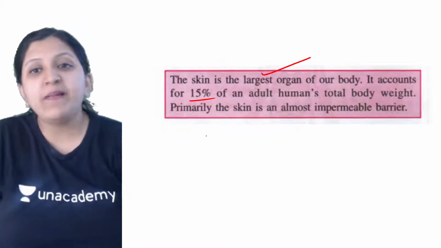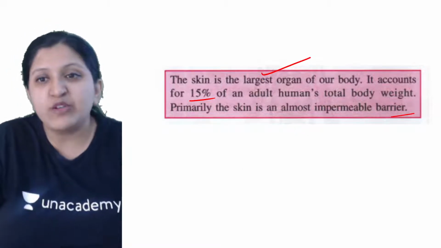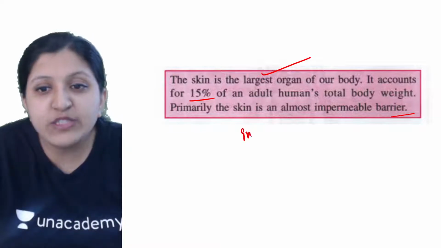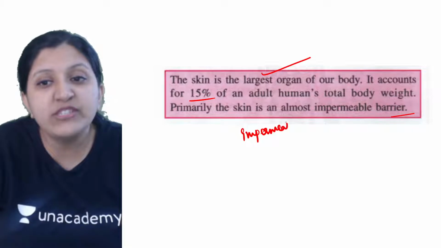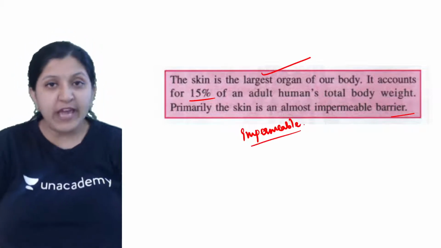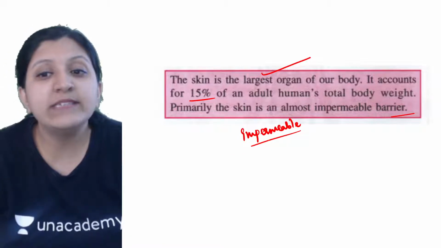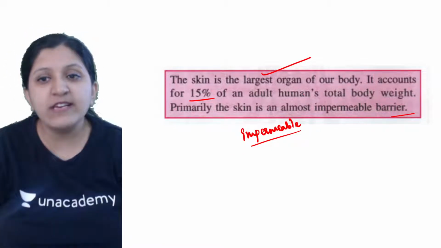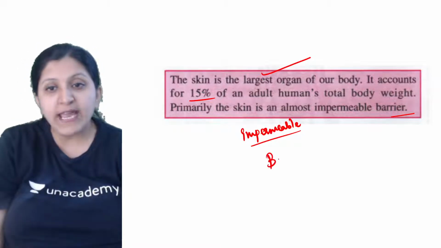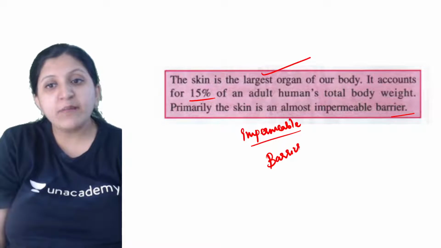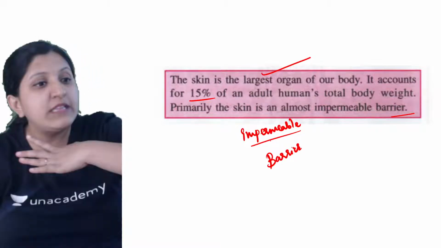Primarily, the skin is an almost impermeable barrier. What does that mean? It does not allow anything to enter. Only if damage is there can germs or pathogens enter; otherwise it is impermeable. So skin is an almost impermeable barrier. Why do we call it a barrier? A barrier is one which does not allow anything inside our body easily.